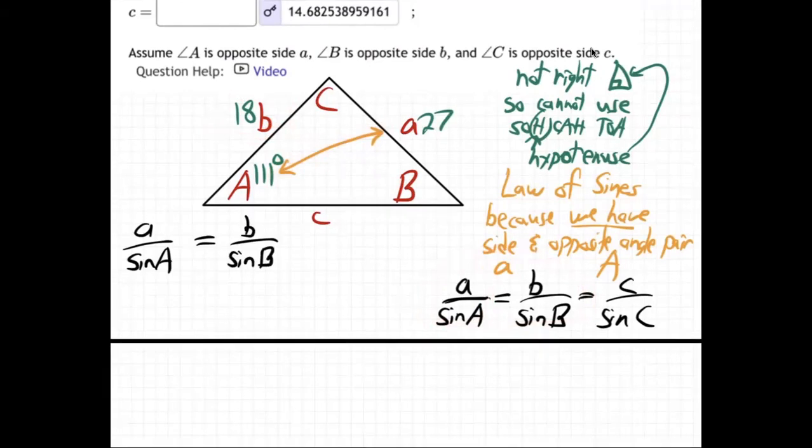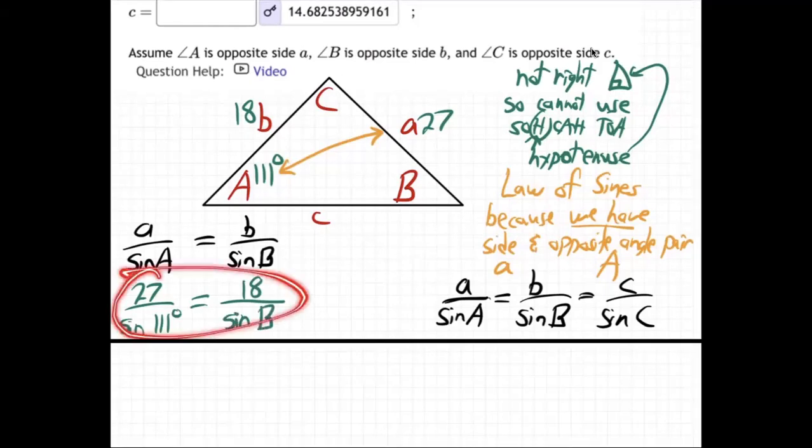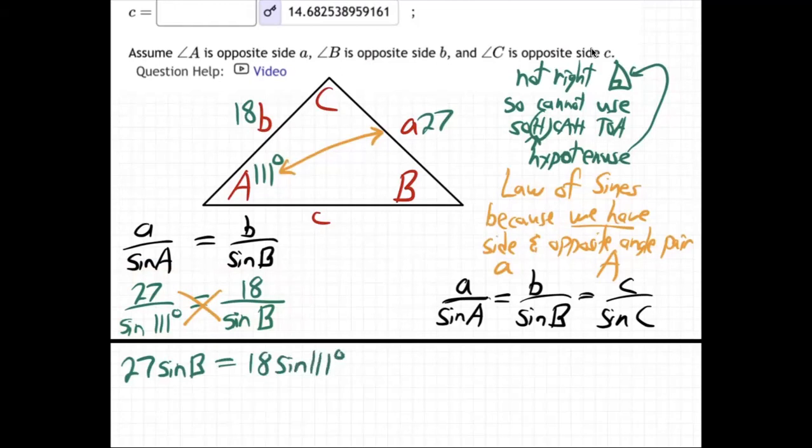I know that little a is 27 and the angle is 111 degrees for capital A. Little b is 18, and I don't know angle B. I can find that. So you see how there's my setup. I only have one unknown, so I can solve this equation. How do you solve it? You go diagonal, diagonal, multiply. So this becomes 27 sine B equals 18 sine 111 degrees. It doesn't matter which one you put on the left and the right.